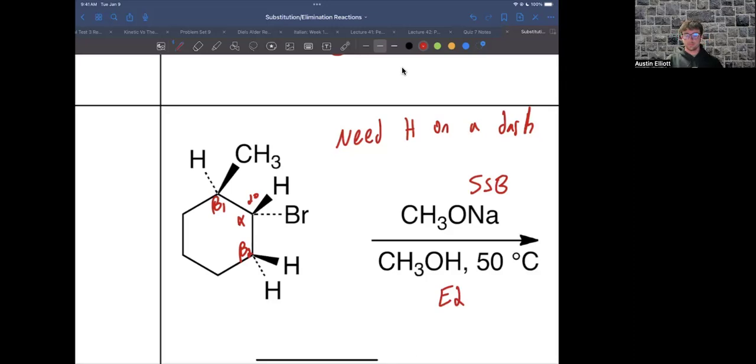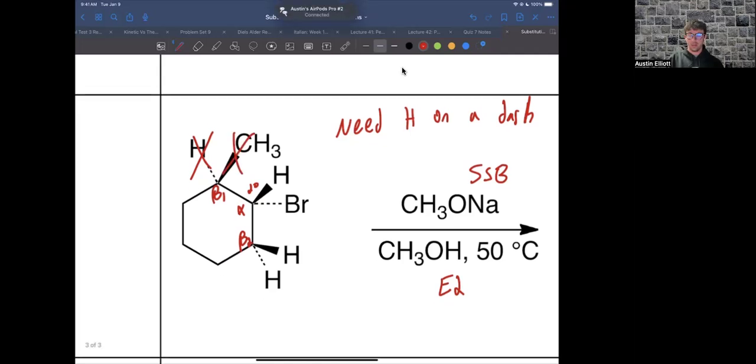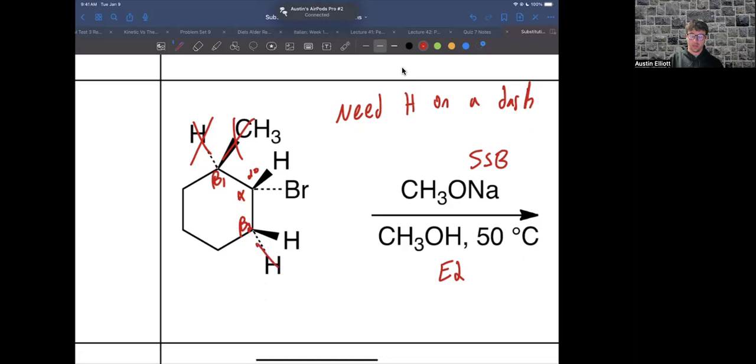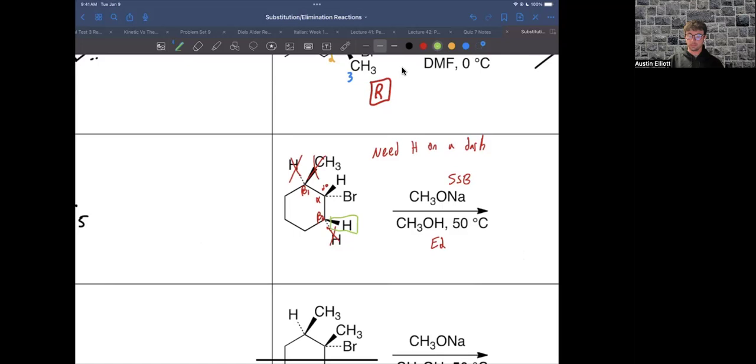So beta 1, we have a hydrogen on a dash, so that's not going to be it. That methyl group, not going to eliminate that. When we look down here at beta 2, okay, that hydrogen on the dash, unfortunately, is not it. However, this hydrogen right here is perfect because it's on that wedge, so it's in the opposite or the anti-plane of the bromine.